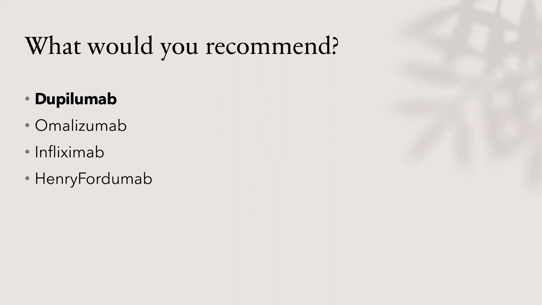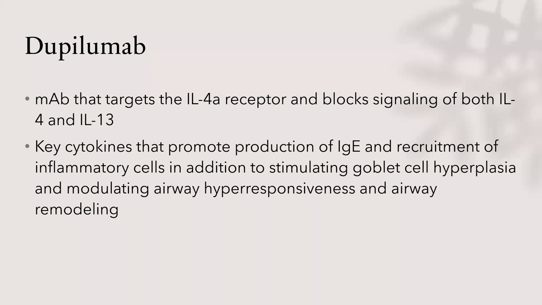So you use dupilumab, and just a brief summary on what this is. It binds to your IL-4 receptor, and it prevents downstream effects of both IL-4 and IL-13. What's most important about that is that, apart from preventing production of IgE and recruitment of inflammatory cells, it also has an effect on preventing goblet cell hyperplasia and so on and so forth.